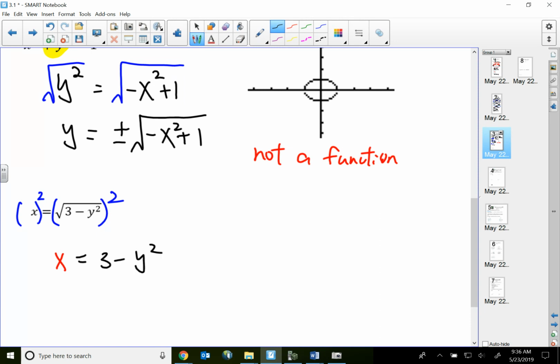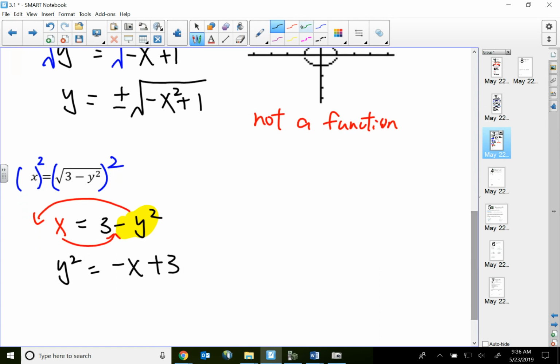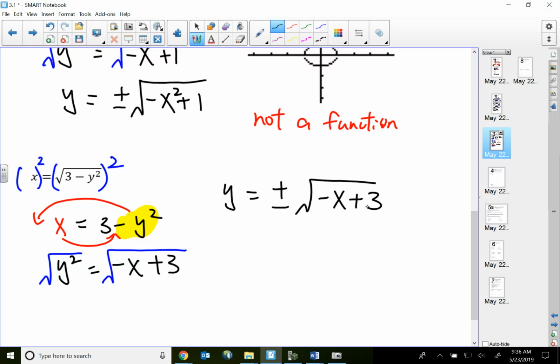Since my variable term is negative, what I can quickly do is move my negative y squared to the left side and move my x back to the right. So I get y squared equal to negative x plus 3. When I take a square root on both sides, my answer should be y equal to positive and negative square roots of negative x plus 3. So again, this is actually two functions put together as one picture.